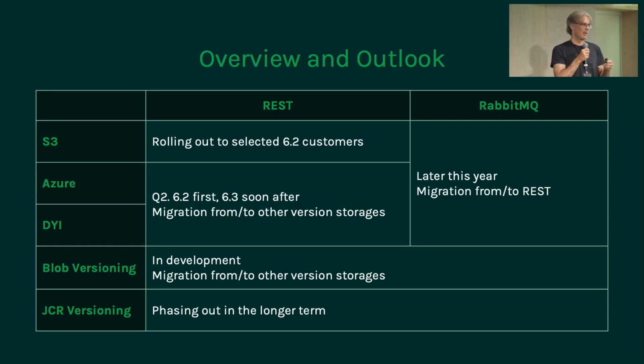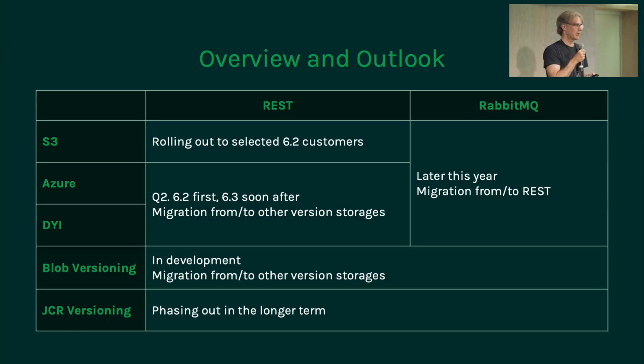Maybe at the same time, maybe a bit later, that's to be decided, we will then also offer the ability to use RabbitMQ for the orchestration mechanism, and we'll also offer ways to migrate between the different setups. In this case, for RabbitMQ, it shouldn't actually be more than just replacing a Magnolia module. There's no data migration involved in that. It's just a different mechanism there. Blob versioning is further down on the horizon. It's currently in development. We have a couple of prototypes, and we'll be making information available as soon as we have more about that.